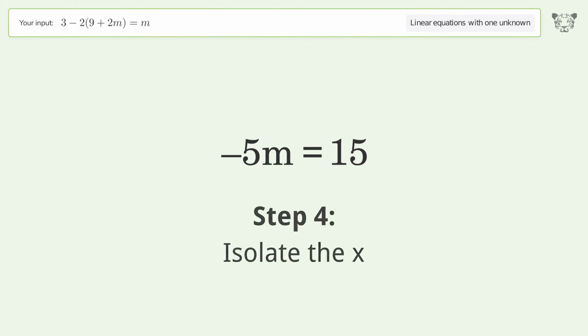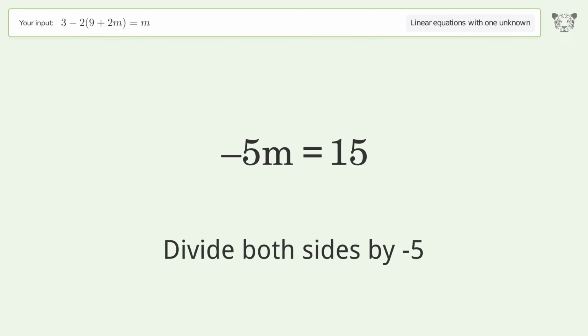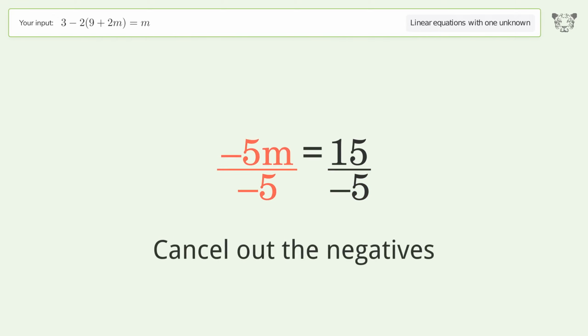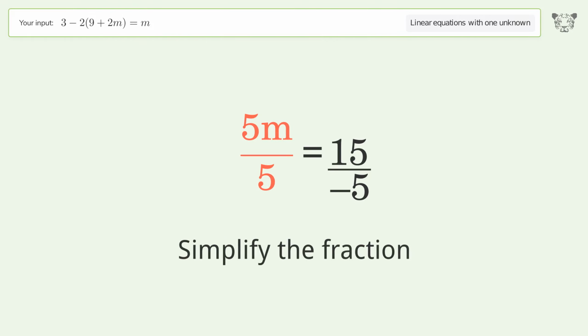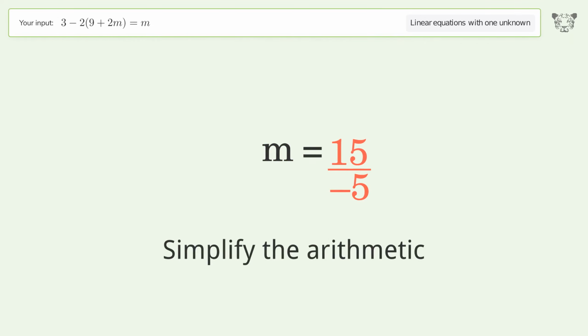Isolate the x. Divide both sides by -5. Cancel out the negatives. Simplify the fraction. Simplify the arithmetic.